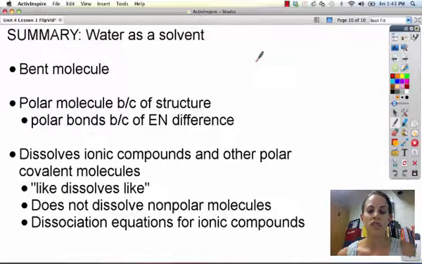And then we learned about dissociation equations for ionic compounds, which just means that they break apart into their respective ions in water. So this is an important concept. We're going to be talking about it all year long. Water is a polar solvent, and it is very useful to us here in chemistry.